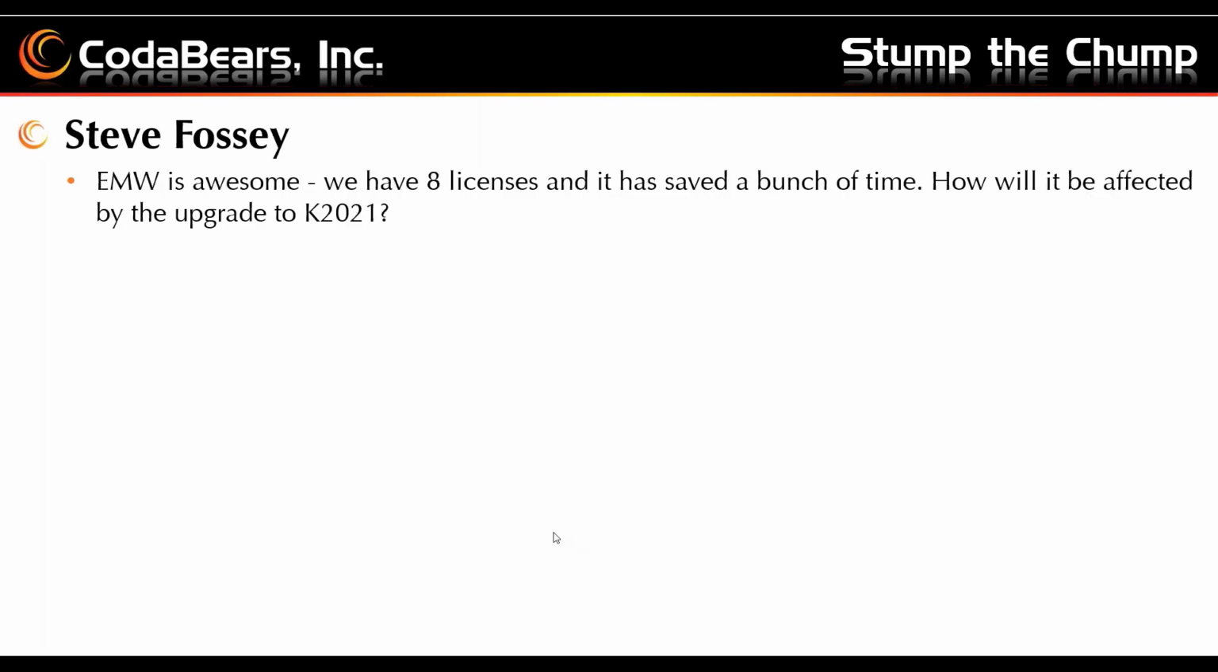Next one that we got was from Steve Fossey. BMW is awesome. They have 8 licenses, saved a bunch of time. How is it affected by the Kinetic 2021 upgrade? It is, and it works fine. We've been doing testing with it. No difference there. It uses REST, so there's really no effects. It works the same. Awesome.